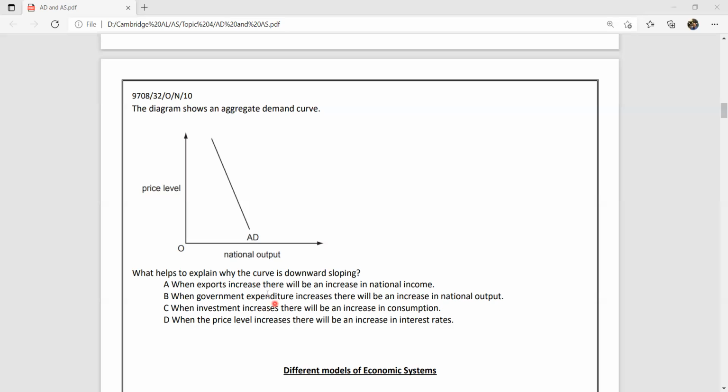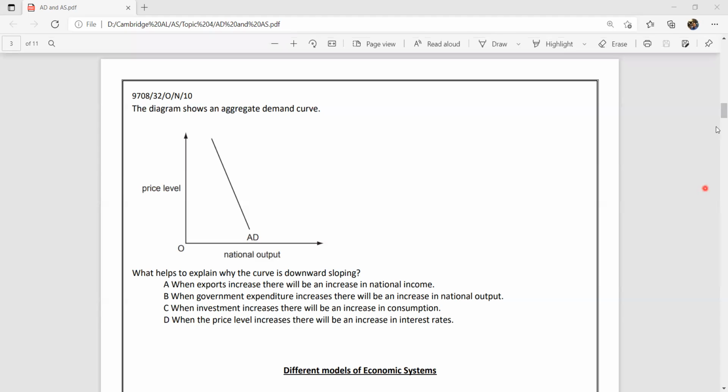When export increases, there will be an increase in national income. When government expenditure increases, there will be an increase in national output. When investment increases, there will be an increase in consumption. When price level increases, there will be an increase in interest rate. So our answer is the last one. Price level and the interest rate are considered under the interest rate effect. So the answer is D here.